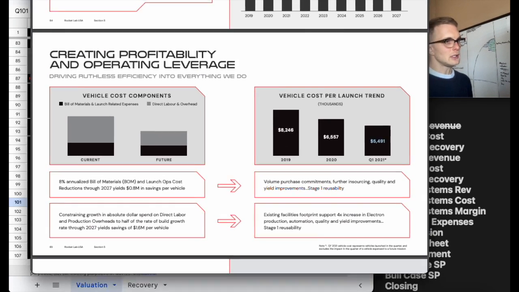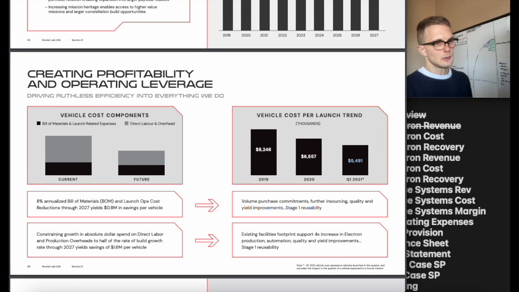It was during the Investor Day presentation of 2021. It was mentioned that as of Q1 2021, it cost Rocket Lab $5.5 million to build an Electron. Now, that hasn't quite held up, but there are a couple important tidbits to take away from this. One is the cost reduction that is expected in here. And this also gives us a hint as to what percentage of the Electron build is the bill of materials and launch-related expenses compared to the direct labor and overhead.